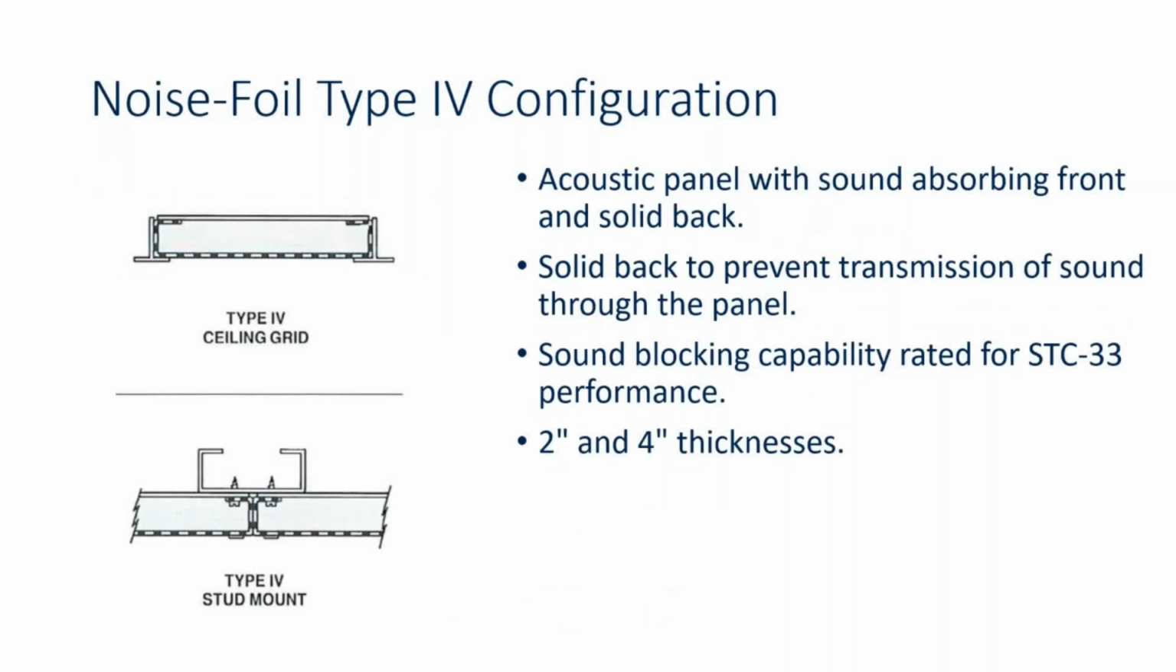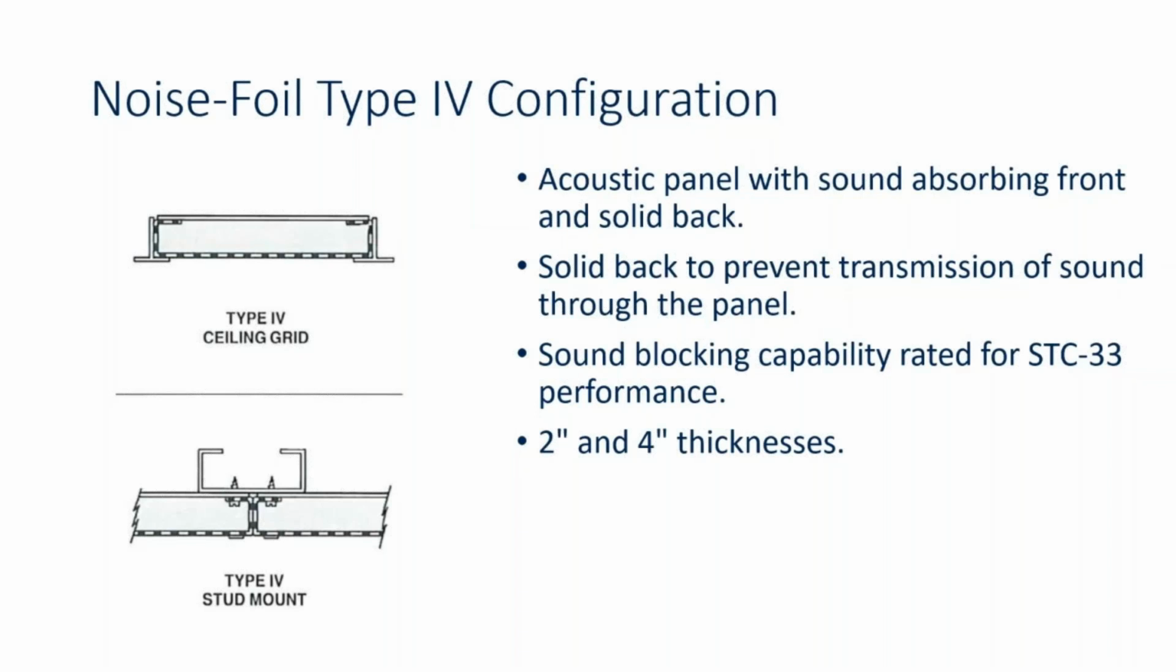Noise foil type 4 panels consist of a noise foil 3, but in place of the perforated back, a solid back sheet is utilized. Noise foil 4 panels offer a very basic sound blocking capability of STC 33. They're available in both 2-inch and 4-inch thicknesses, and they're suitable for applications where they form a basic sound absorptive panel that can be installed as a ceiling grid application. They're typically used where there is a desire for 4 inches of acoustical insulation for sound absorption, but there's also a desire for some minimum sound blocking capability.